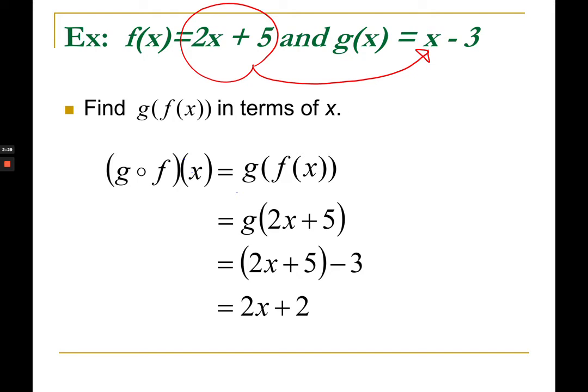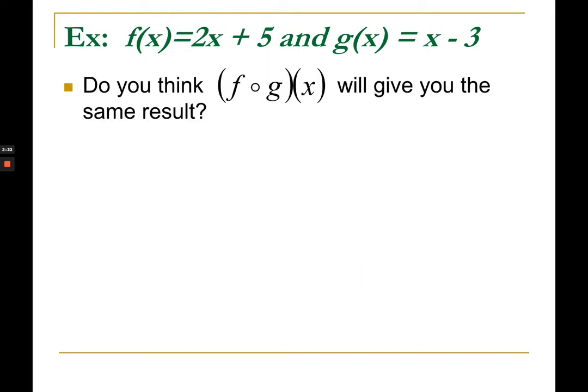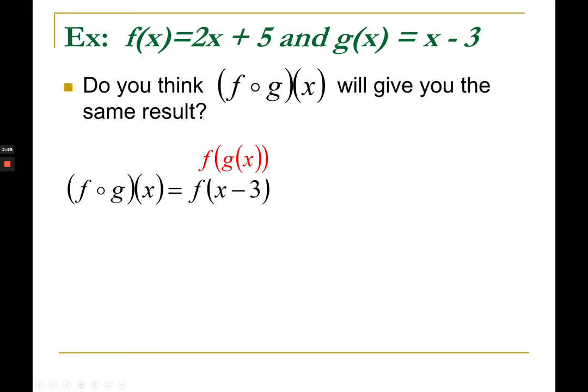Now, how about the reverse? What if you are asked f composed with g of x? Will they have the same result? Let's see. So you have f composed with g of x is actually the same as f of g of x, which means in our f function, let's replace this first. G of x is x minus 3, which means the whole x minus 3 is plugged in as a value in your f function, in your x on the f function.